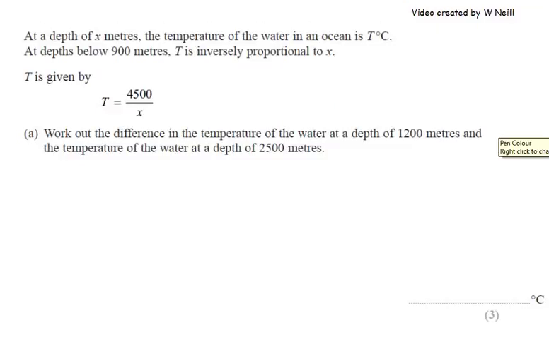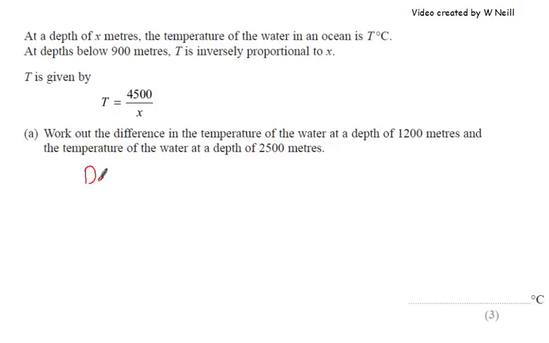At a depth of x meters, the temperature of the water in the ocean is T degrees. At depths below 900 meters, T is inversely proportional to x. T is given by T = 4500/x. Work out the difference in the temperature of the water at depths of 1,200 meters and the temperature at a depth of 2,500 meters. So let's get two of these.